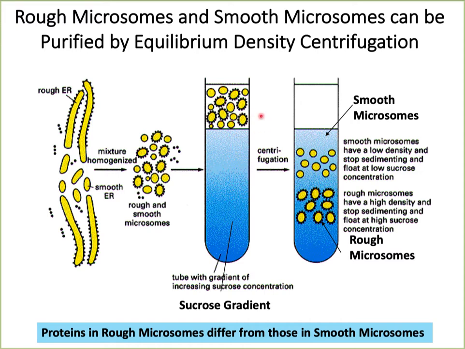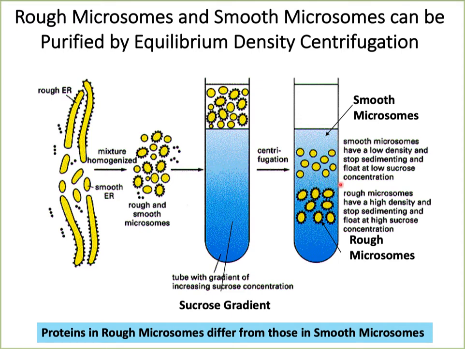gradient and apply a centrifugal force. And these small organelles will now move through the gradient, and they will stop moving in the gradient where their density equals the density of the gradient. So you can get a nice region of that gradient that contains fairly pure rough microsomes and another region containing fairly pure smooth microsomes, because their density varies due to the attached ribosomes versus no attached ribosomes.